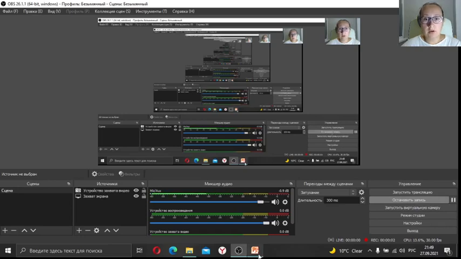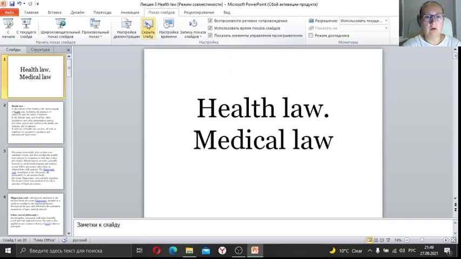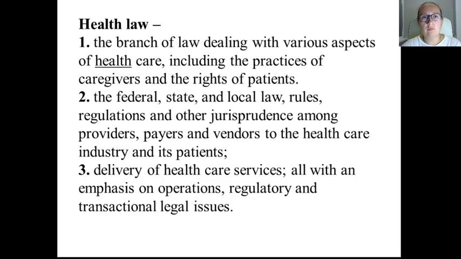Dear students, today we talk with you about the next part of our medical lectures about health law and medical law. First of all, we should talk about the meaning of health law, and finding the meaning of this word, we can find three different variants of this term. So the first meaning is that health law is the branch of law dealing with various aspects of healthcare, including the practices of caregivers and the rights of patients.